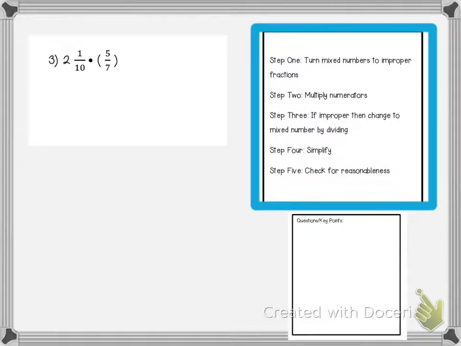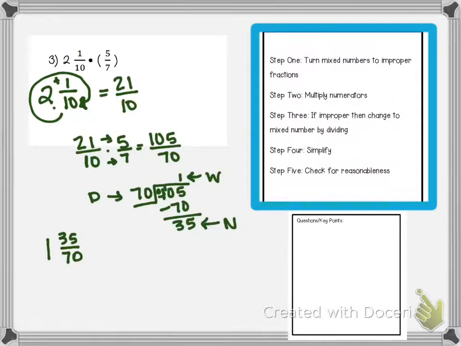Number 3, we have another mixed number. So we have 2 and 1 over 10. So we multiply 2 times 10 and add 1. I want you to try this one on your own, and when you have come up with an answer, press play. Okay, so now we have 21 over 10 times 5 over 7, and when we simplify 105 over 70, we get 1 and 35 over 70.